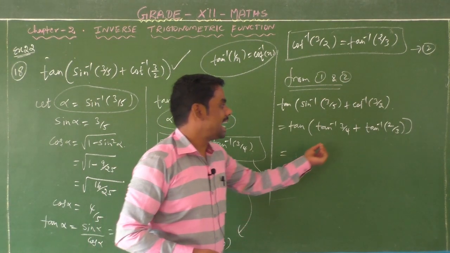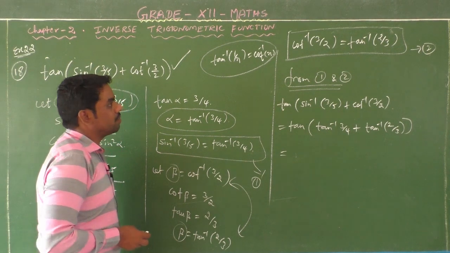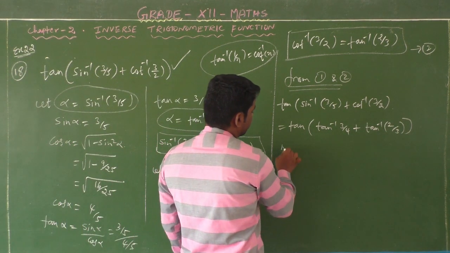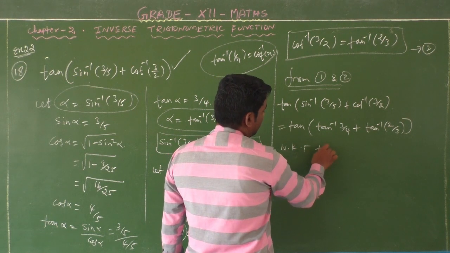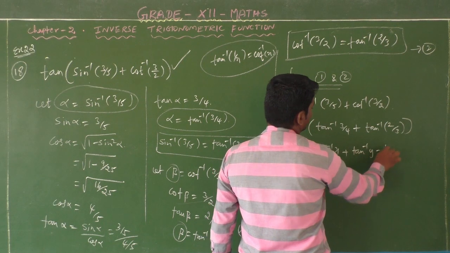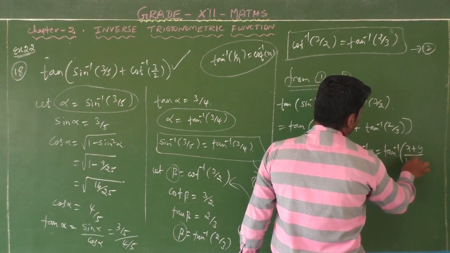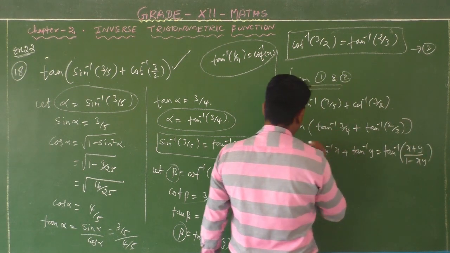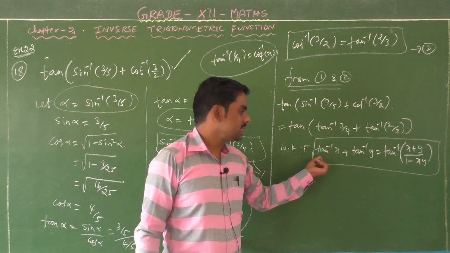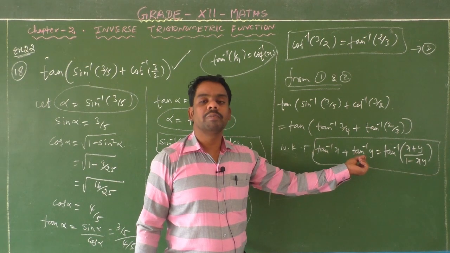Here we have tan inverse x plus tan inverse y. You know the formula: tan inverse x plus tan inverse y is equal to tan inverse of (x plus y) divided by (1 minus xy).